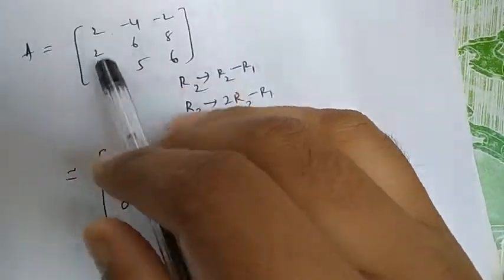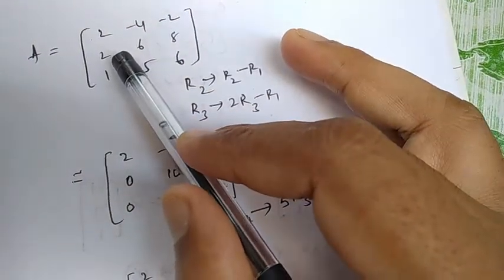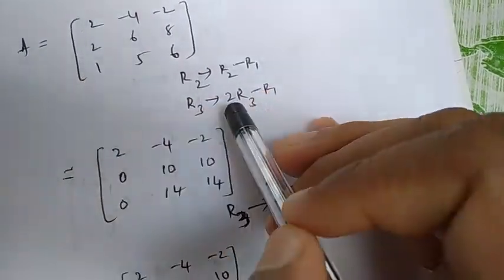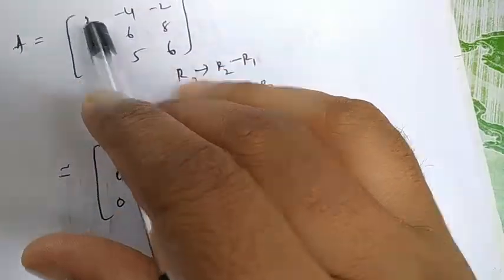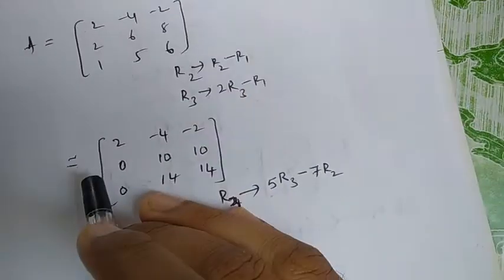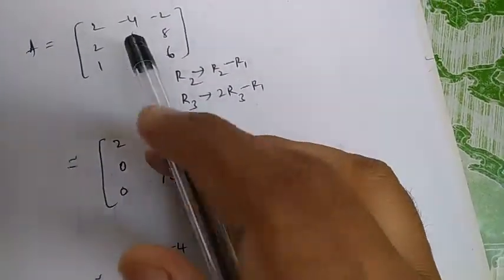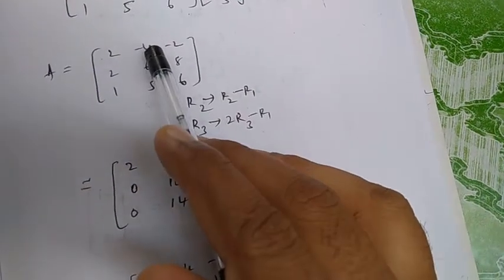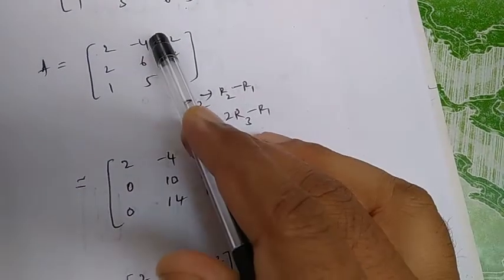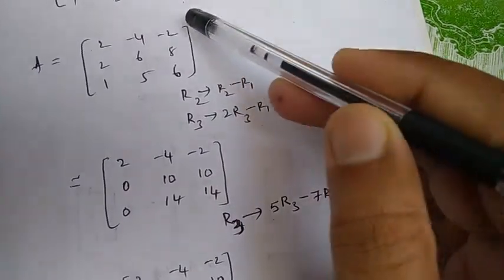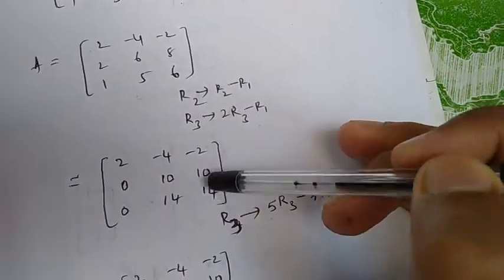Now use the operations here. R2 changes to R2 minus R1. Now R3 changes to R3 minus 2 R1. The first row is the same, no changes. Now 2 minus 2 is 0. Now 6 minus (half) minus 4 is plus 4, 6 plus 4 is 10. Now 8 minus (half) minus 2 is plus 2, 8 plus 2 is 10.